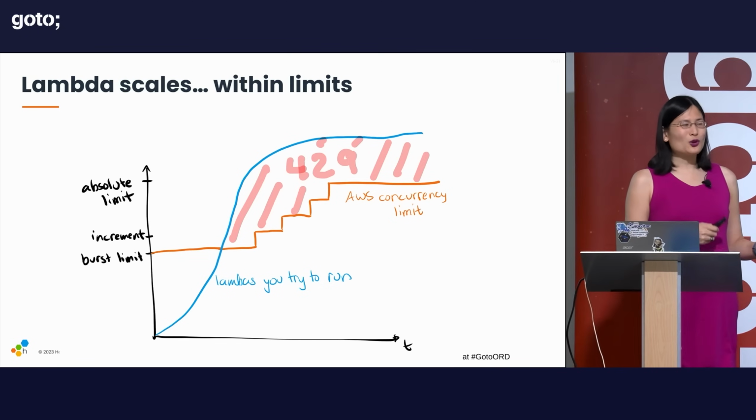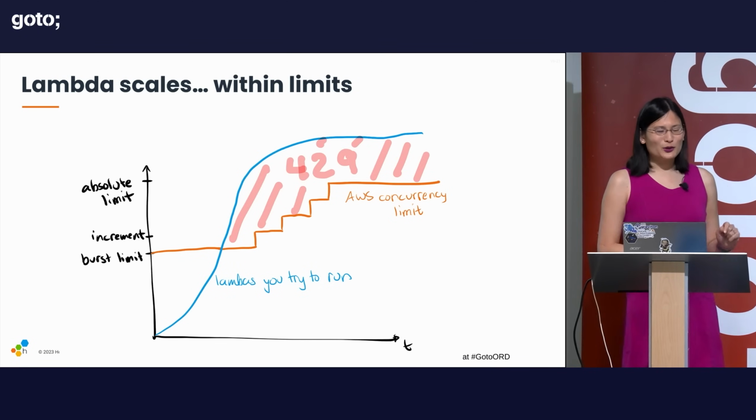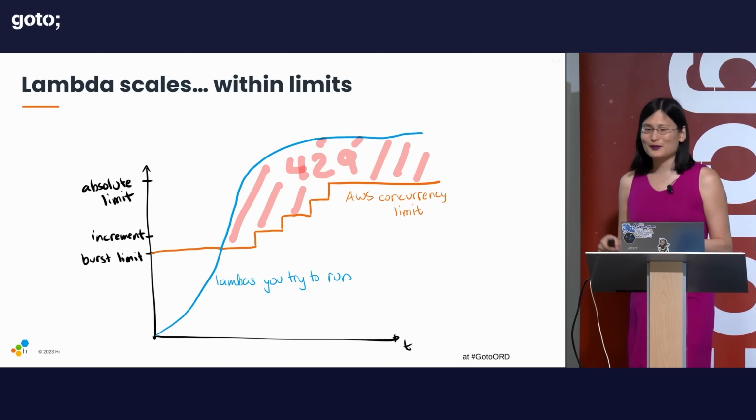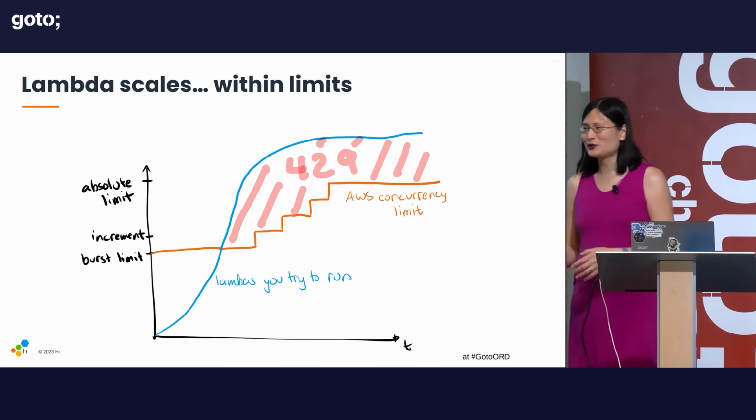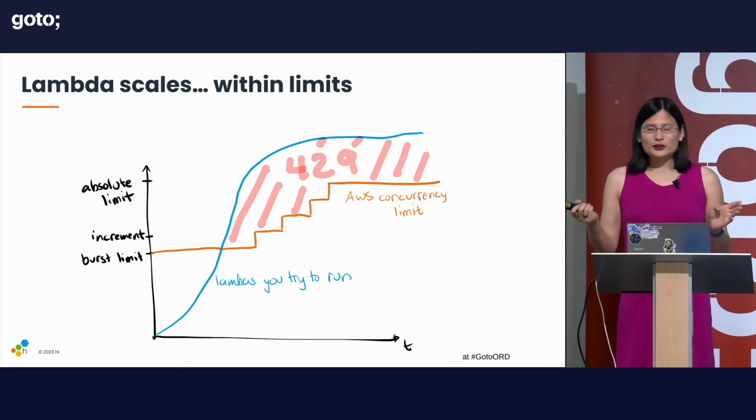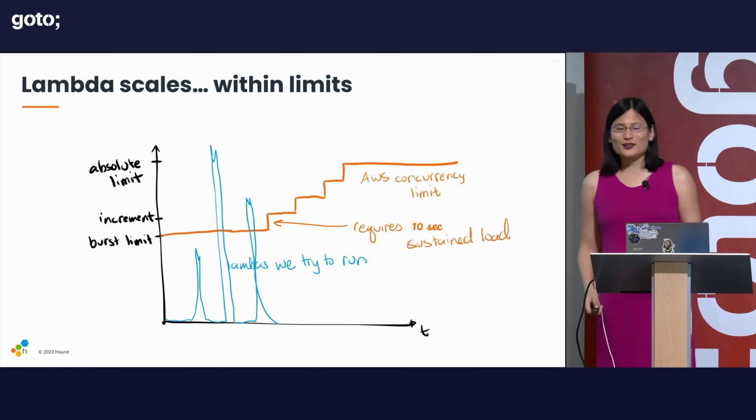And Lambda normally doesn't let you do this. Normally there is a burst limit, and if you try to run more queries than your burst limit, you get a HTTP 429, which tells you chill out, slow down. And eventually, if you keep on pushing your concurrency limit, AWS will raise your concurrency limit.